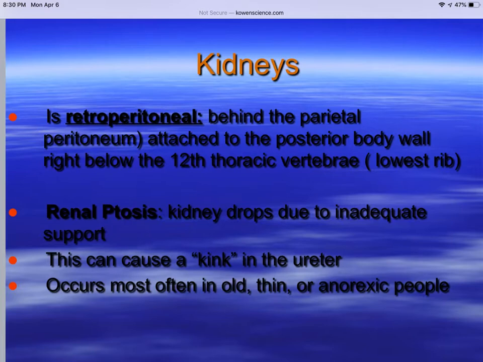Renal ptosis is when the kidneys drop due to inadequate support. It can cause a kink in the ureter. This typically happens in older individuals, individuals who are anorexic, individuals who have lost a lot of weight. Then that peritoneal tissue is not holding the kidney in place tight enough. It's become loose because of that loss of weight. And then the kidney can float, move around, and can cause the ureters to kink up.